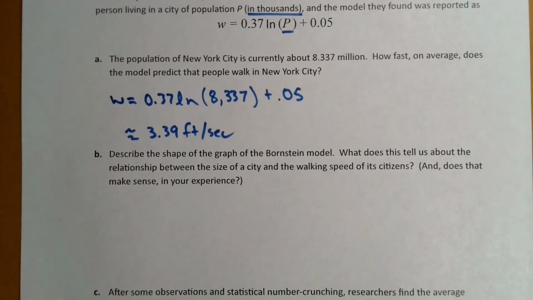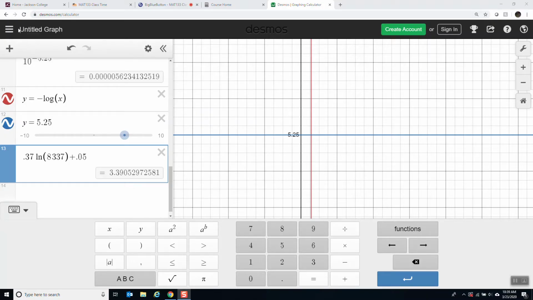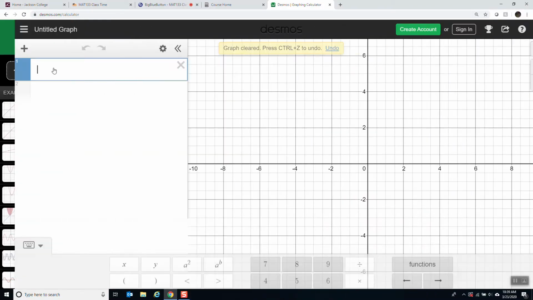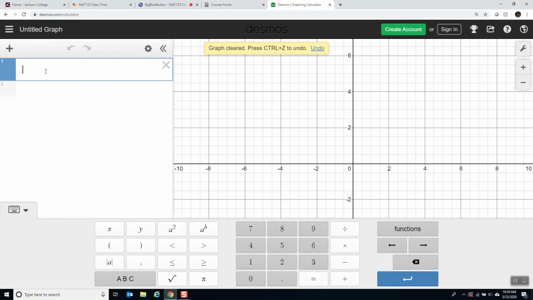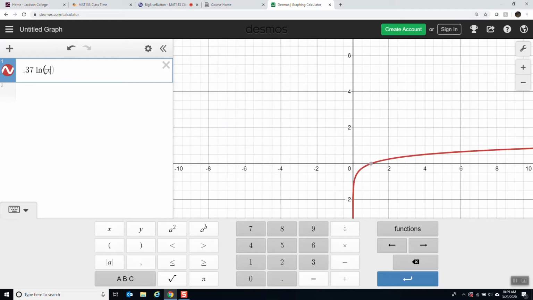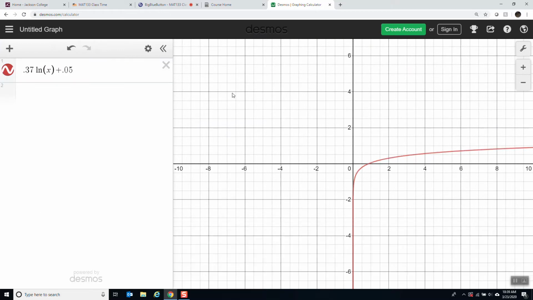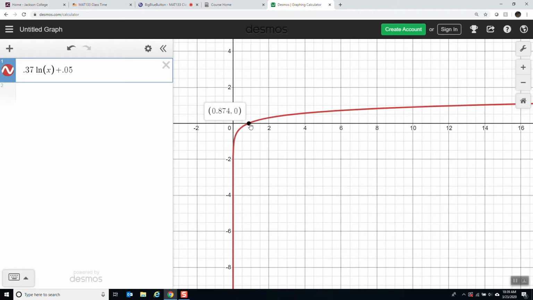All right, so let's describe the shape of the graph of the Bornstein model. Well, instead of describing it, let's graph it to make that description, all right? I'm just going to get us a brand new graph, and here goes. 0.37 natural log of x plus 0.05. So a nice description of this, here it is.